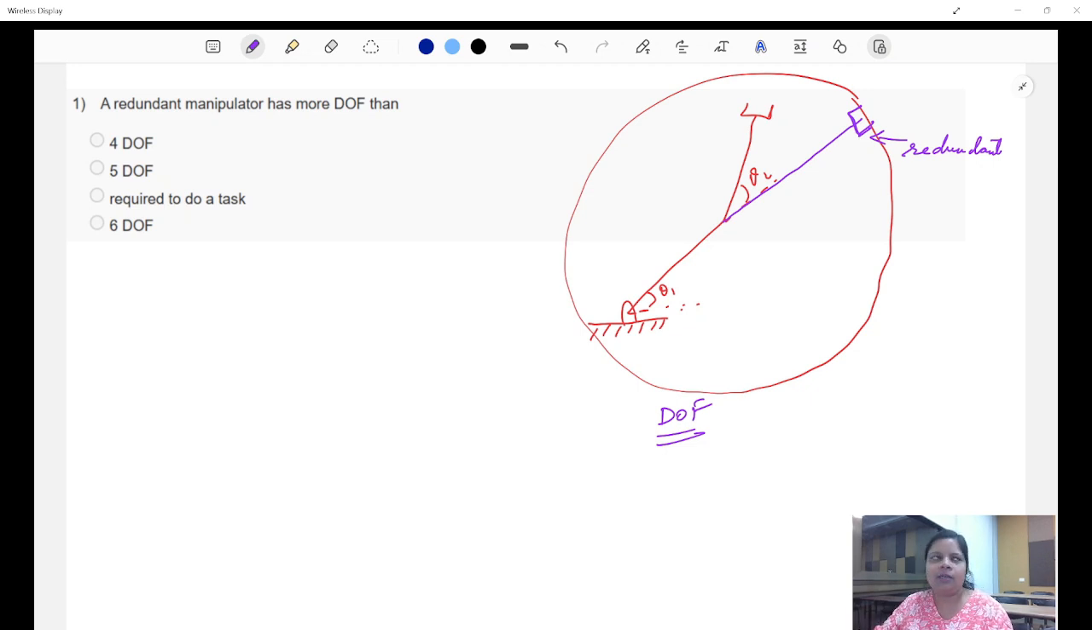Let's say we have some NR manipulator. I'm not considering P for simplicity. Let's say we have an n-dimensional NR manipulator with n revolute joints. What is the maximum degrees of freedom it can have? N. Does it have n?